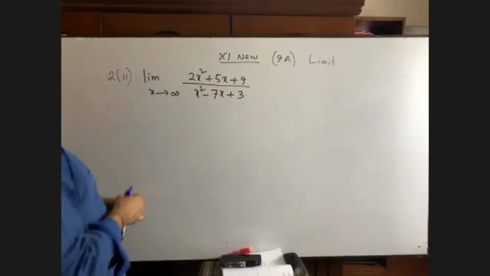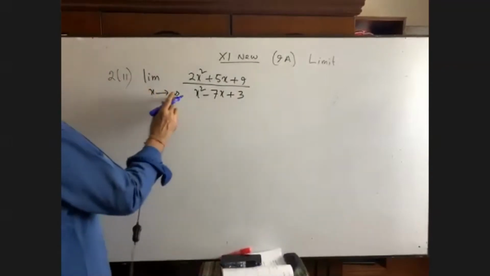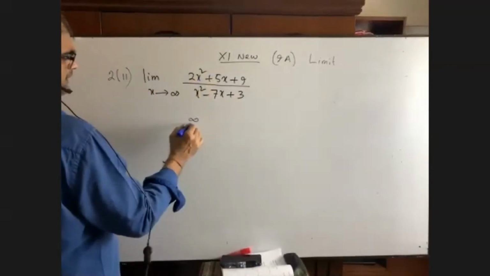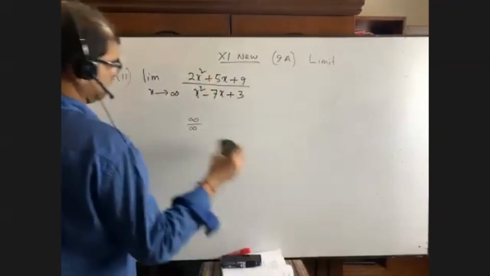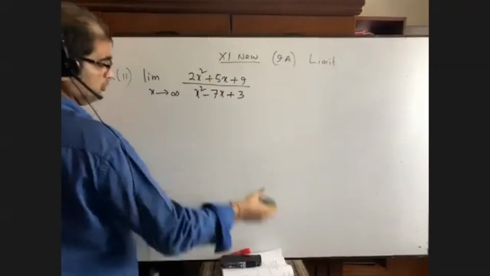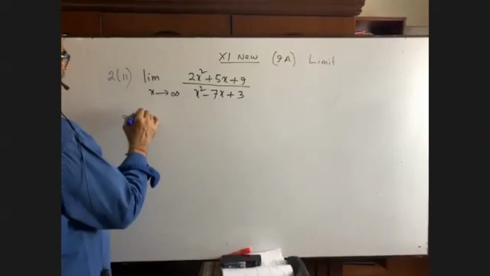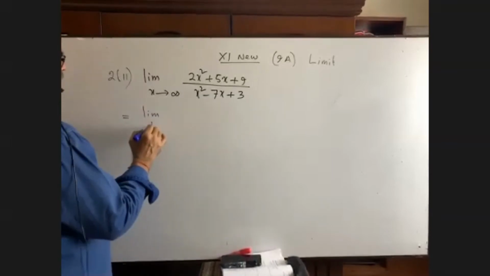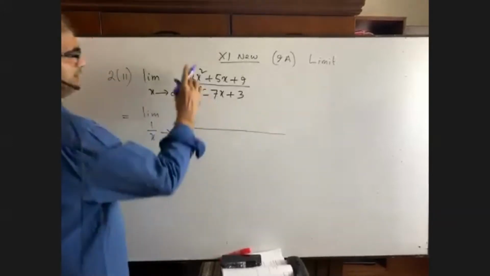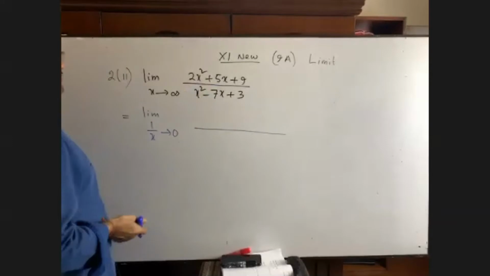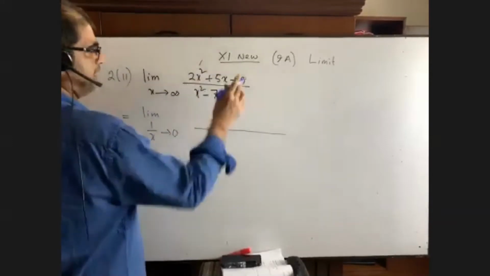What will you do? If we put x equals to infinity, we get infinity by infinity. No calculation, because it is undefined. So what is to be done? You will write down limit 1 by x tends to be 0. I will divide by the highest power. x square is the highest power here. Always take it. So I will divide all by x square.